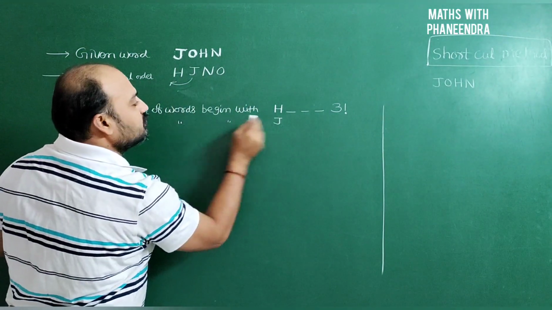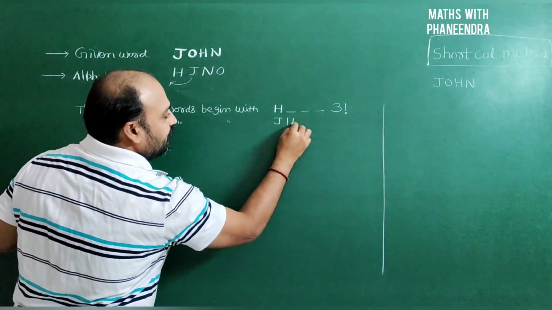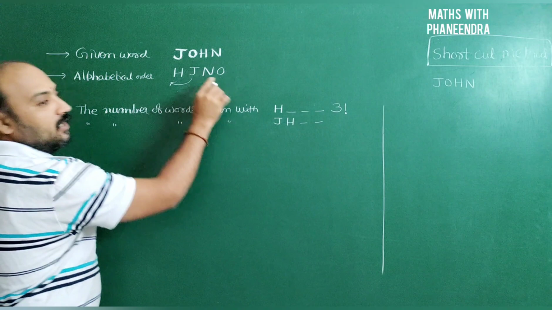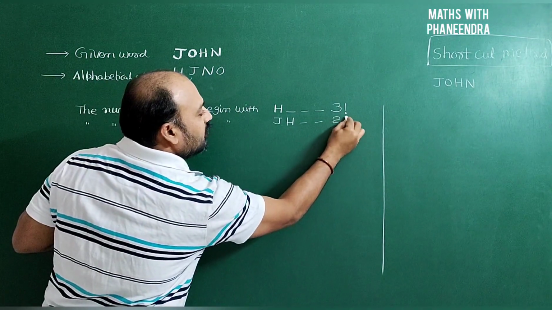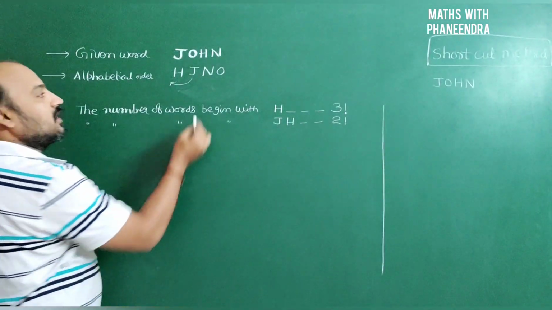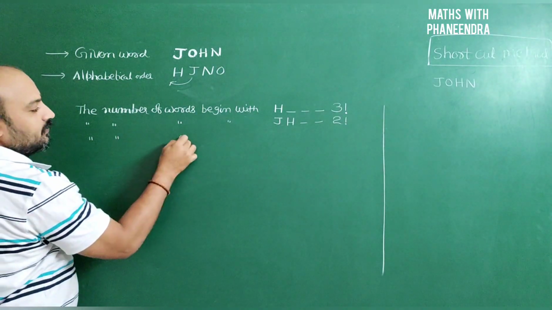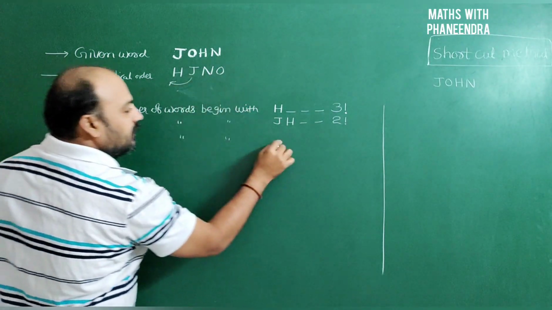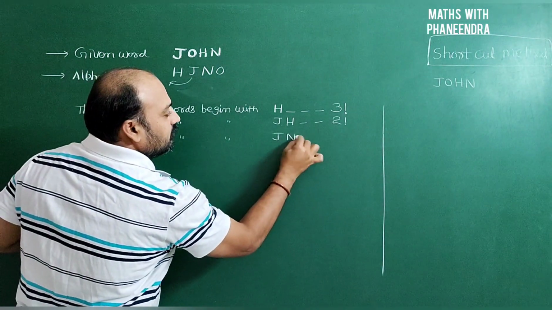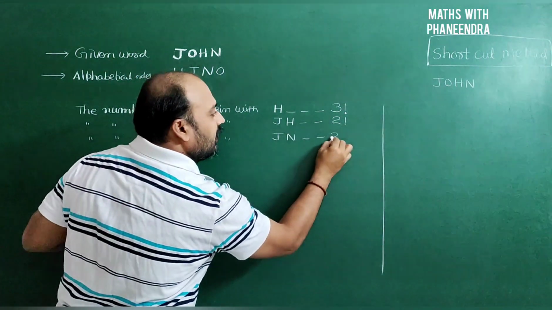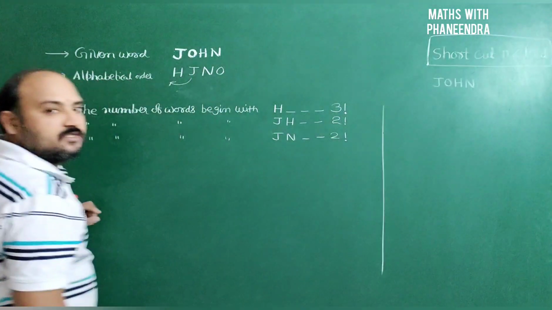So the number of words which begin with JH. The rest of the 2 letters can be arranged in 2 factorial ways. Next, the number of words which begin with JN. So here also after JN the remaining 2 letters are there, they can be arranged in 2 factorial ways.